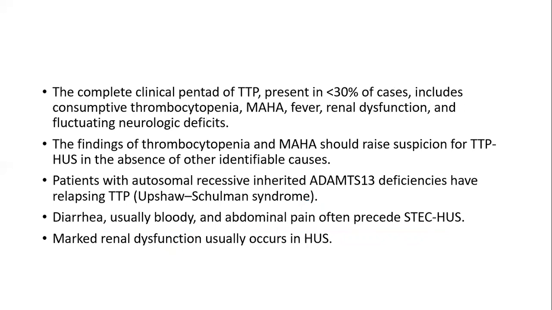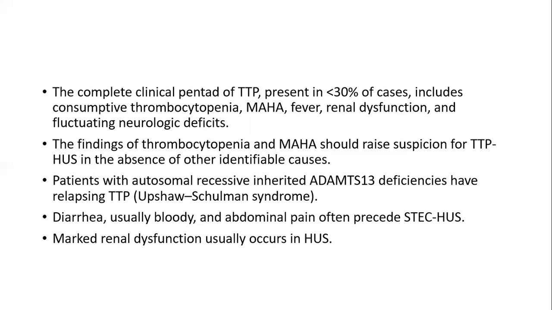We can look for the complete pentad of TTP, which can help in diagnosis. Actually, it is usually present in less than 30% of cases, including consumptive thrombocytopenia, then microangiopathic hemolytic anemia, fever, renal dysfunction, and fluctuating neurological deficits. The findings of thrombocytopenia and microangiopathic hemolytic anemia should raise suspicion of TTP-HUS in the absence of other identifiable causes. Then patients with the autosomal recessive inherited ADAMTS13 deficiency have relapsing TTP.